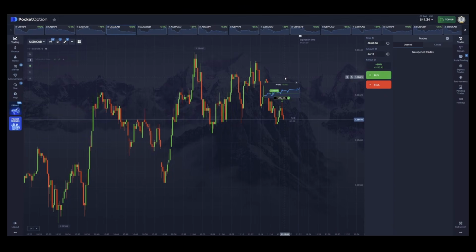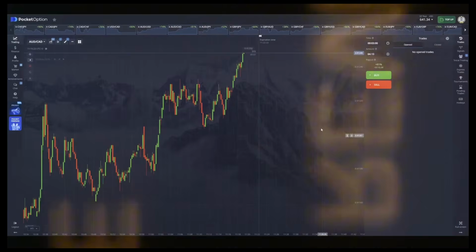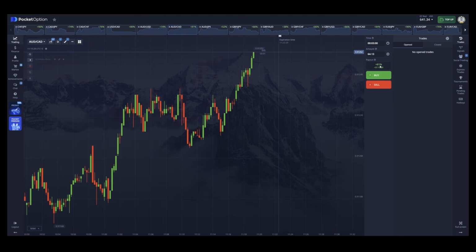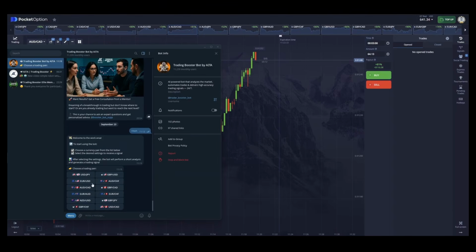I'm choosing Australian dollar to Canadian dollar. The payout here isn't very high, but I recommend choosing a currency pair where the payout is at least 75%. You'll make money much faster with those. I'm choosing this currency pair.